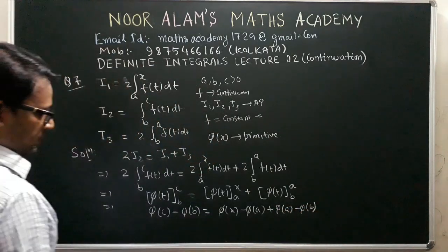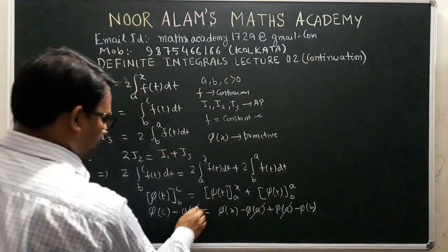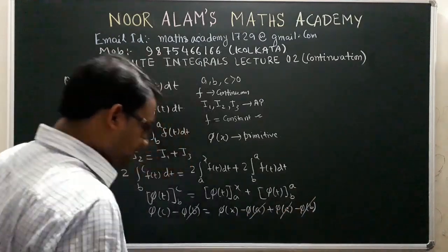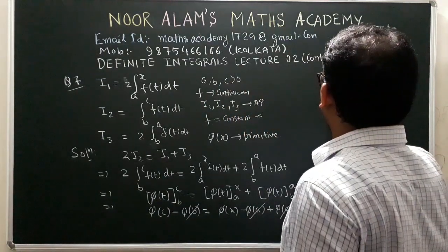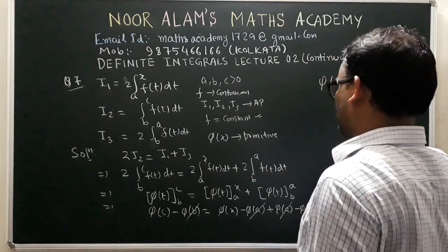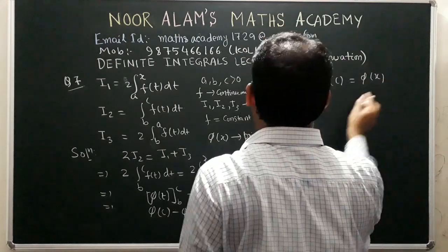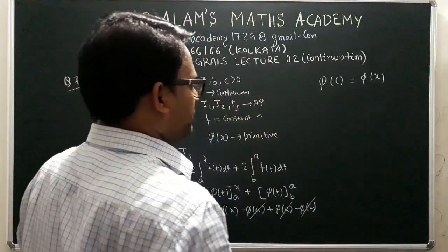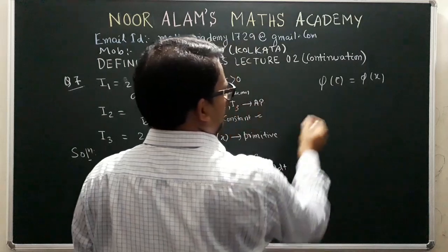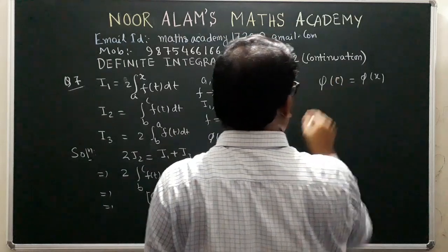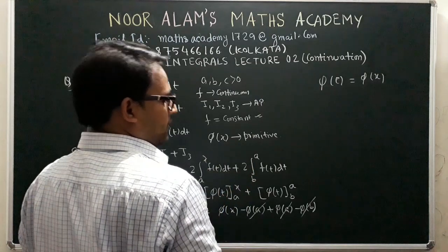Now a few terms cancel out. Phi of a minus phi of a cancel out. Phi of b and minus phi of b from both sides cancel out. So what we have is phi of c is equal to phi of x. Phi is the primitive of the function f. Now phi of c is a constant, because c is a positive real number and the value of the primitive at a particular point must be a constant.